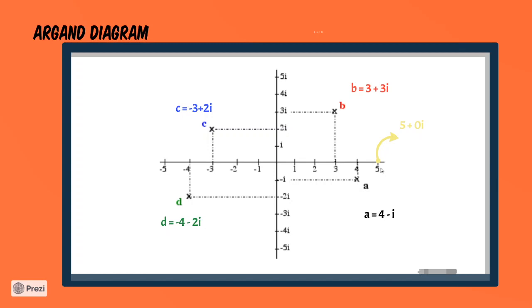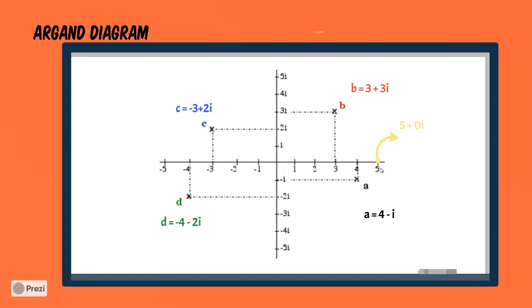That is why I said any number in the whole world can be represented in this Argand diagram, or Argand plane. It is also called the Argand plane. Like the Cartesian plane you studied, basically the same thing. The only difference is that in the Cartesian plane you have now added imaginary numbers. That is called the Argand diagram.